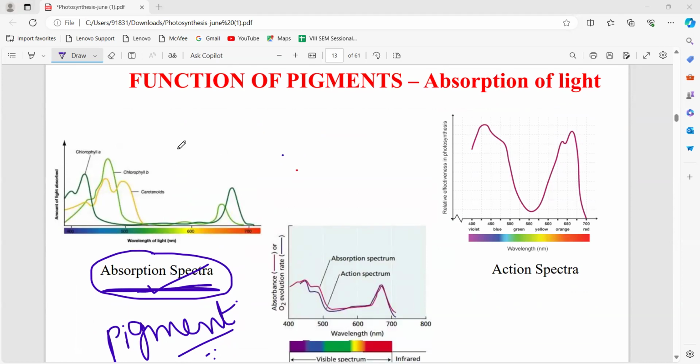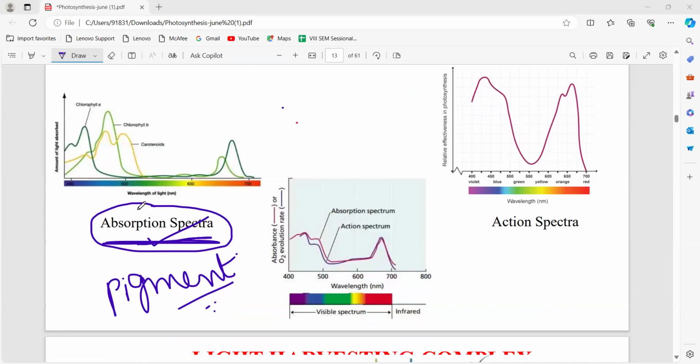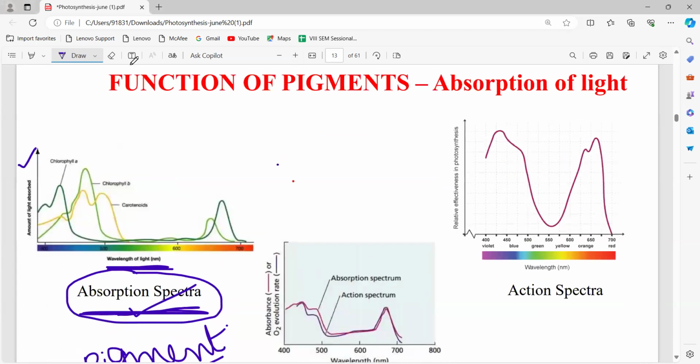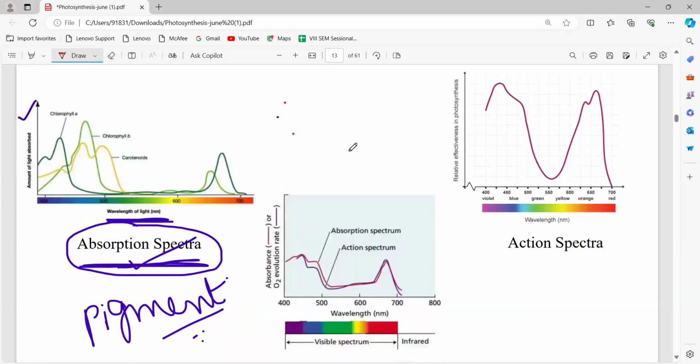All right, look into that. So what I'm trying to explain here is that different pigments are going to absorb the light at different wavelengths. On the x-axis, we have taken the wavelength of the light. On the y-axis, we have taken the amount of light absorbed. Everyone, focus on the picture clearly.